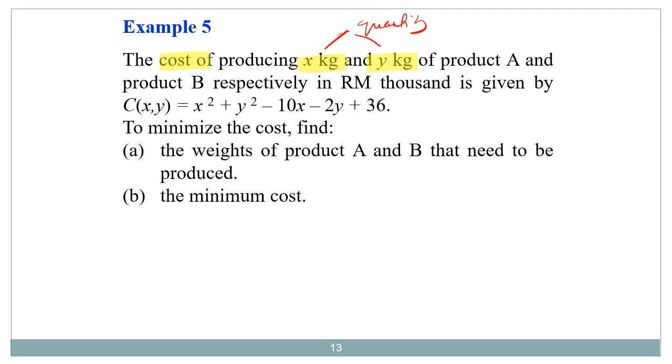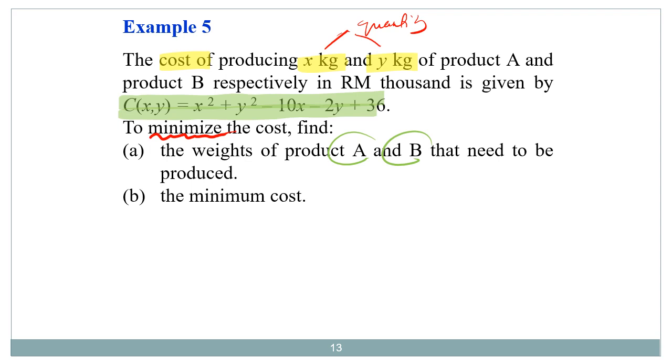So we have the function here, the cost function here, C of x, y equal to x squared plus y squared minus 10x minus 2y plus 36. To minimize the cost, find the weight of product A and B. So we want to minimize the cost. So we want to find the point where the cost is minimized. So the same thing we do for example 4, but here we want to find whether it's minimized or not.